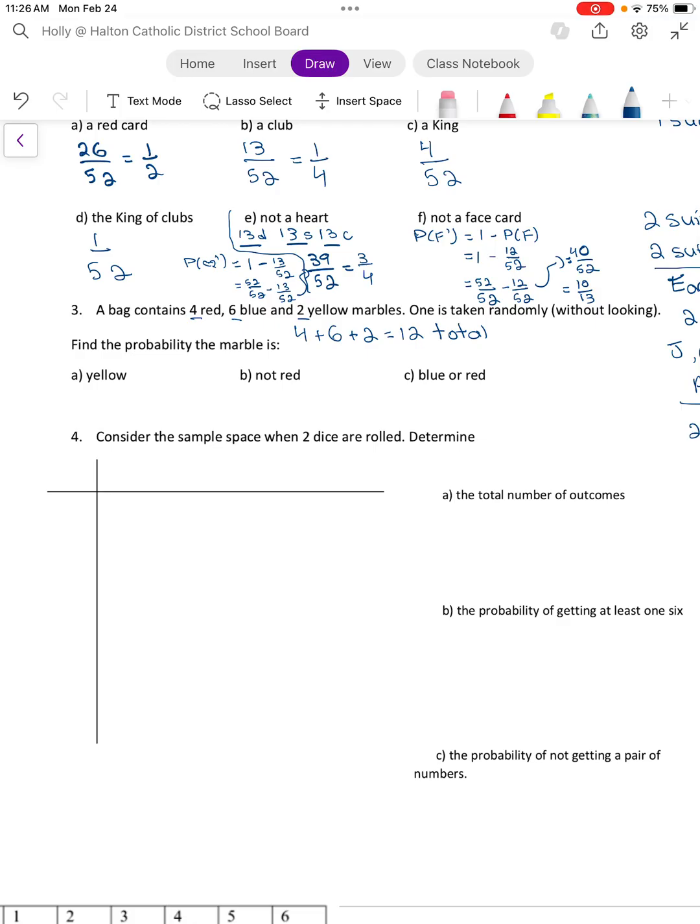So 2 of the marbles are yellow. So my probability of drawing a yellow would be 2 out of 12, which would be 1/6.